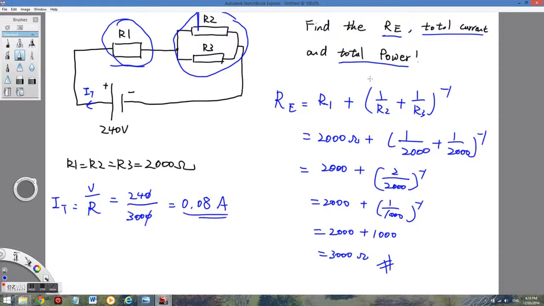And we need to find the total power. This one will be VI, which will be easier. 240 times 0.08. Put it in your calculator. Your answer should be in watts or joules per second.